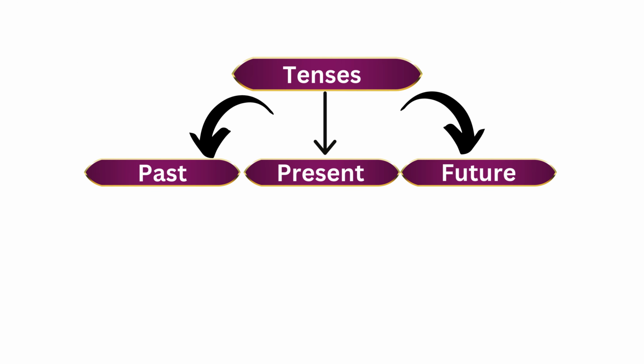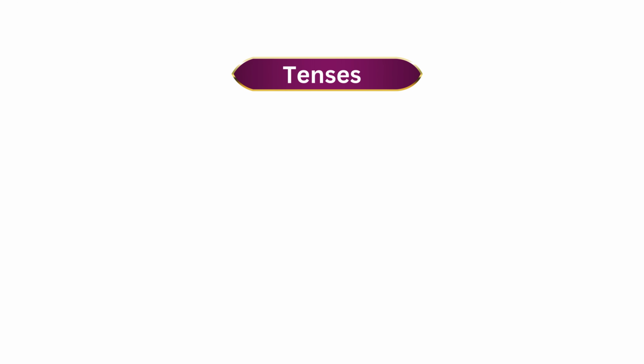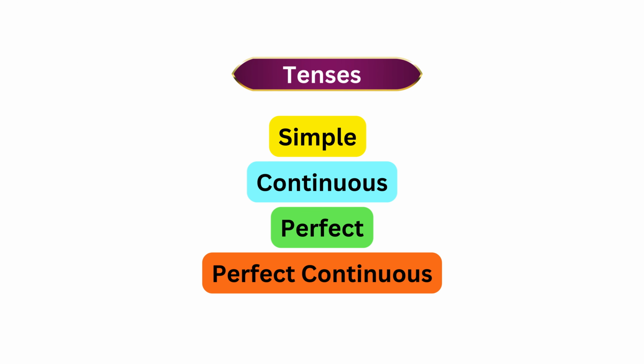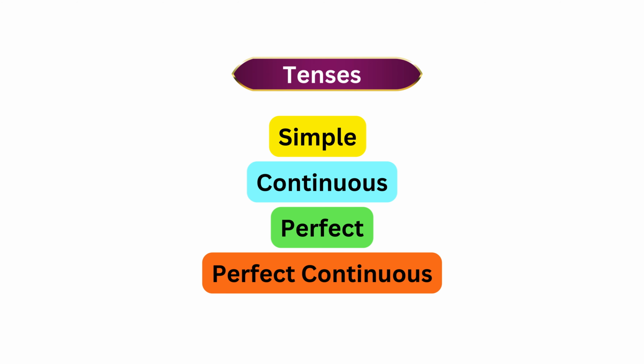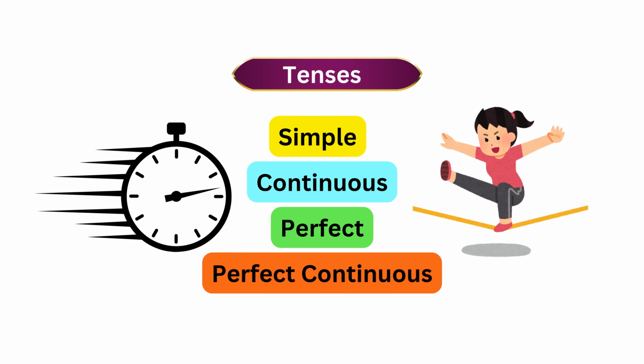Each of these tenses is further divided into four subcategories: simple, continuous, perfect, and perfect continuous. This gives us a total of 12 tenses in English. These variations help us express different nuances of time and action more precisely.